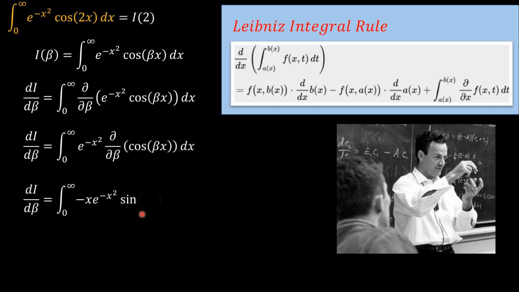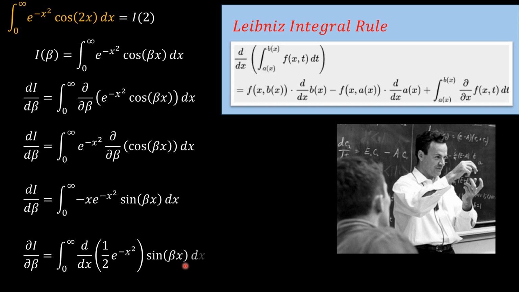And what we can now see is that negative x e to the power negative x squared is the same as the derivative with respect to x of half times e to the power negative x squared, times sine beta x. So this is our integrand, and this representation is certainly ripe for the use of integration by parts.